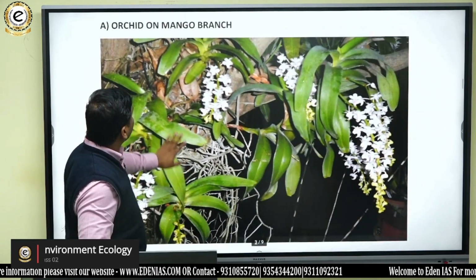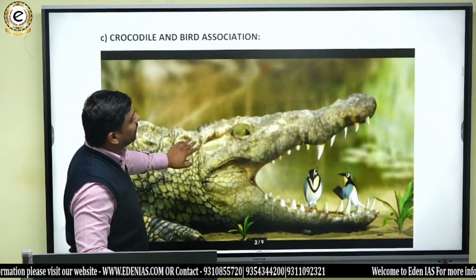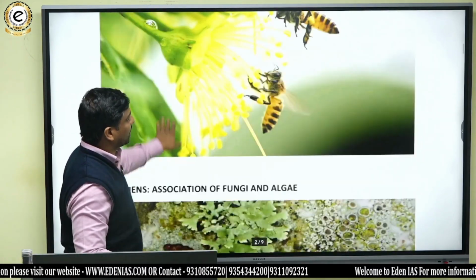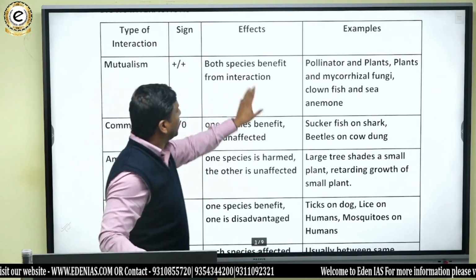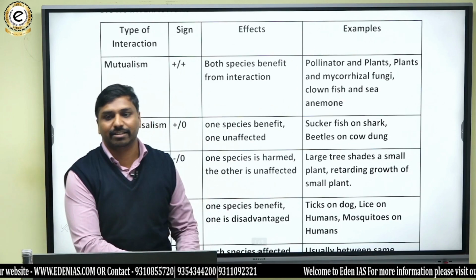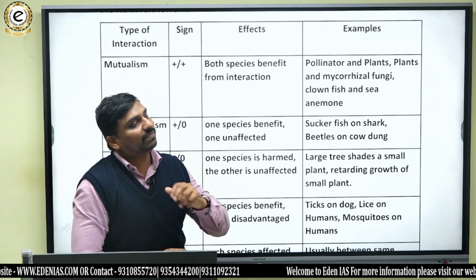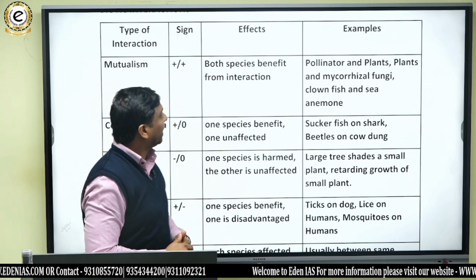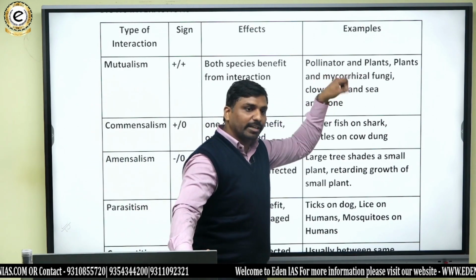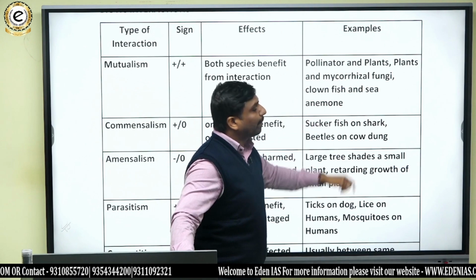So that is with reference to mutualism, right? So here you can see that both the species are getting benefit from the interaction. The term itself is talking about mutualism. Mutual means both the sides, right? So pollinator and plants. Now can you recollect the example? Now plants and mycorrhizal fungi.